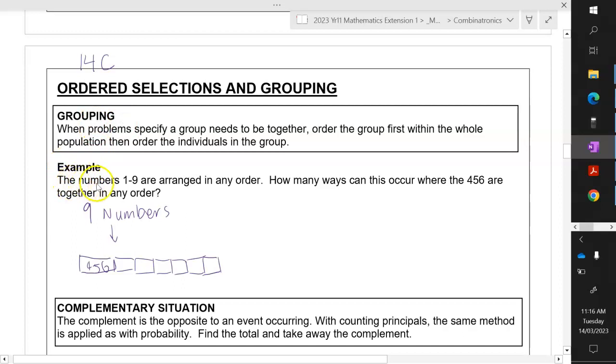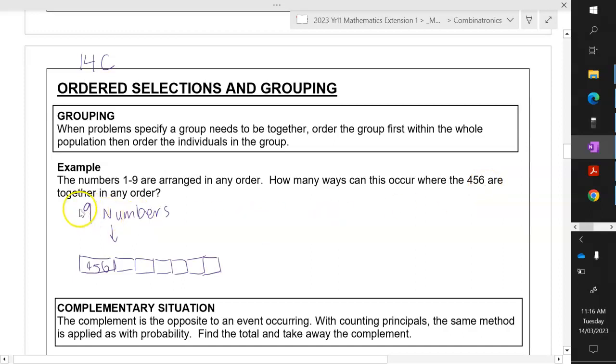The example is saying the numbers 1 to 9 are arranged in any order. So think of them as having the tiles numbered 1 to 9 in front of you and you can play around with them on the table. How many ways can this occur where the 4, the 5 and the 6 are together in any order?